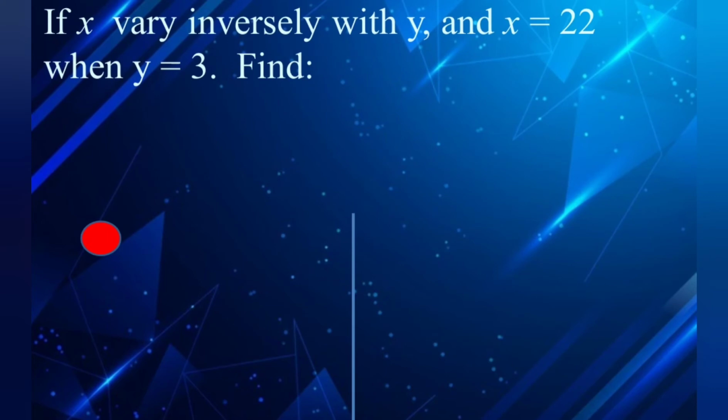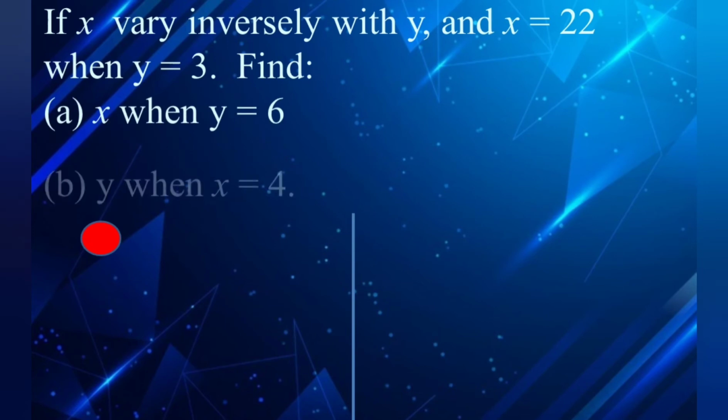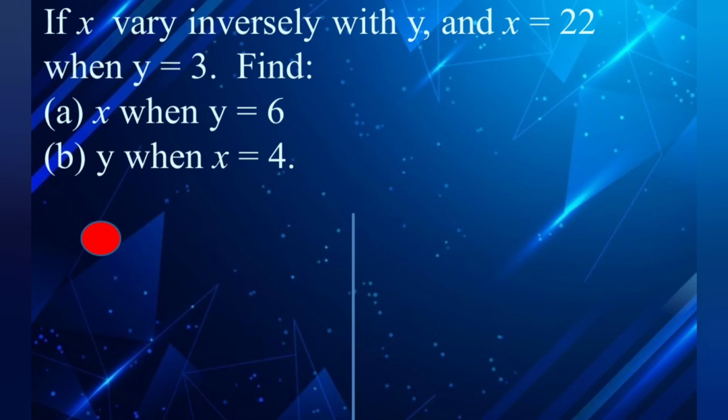Okay, here is an example on inverse variation. If x varies inversely with y and x is equal to 22 when y is equal to 3, find A, x when y is equal to 6, and B, find y when x is equal to 4.